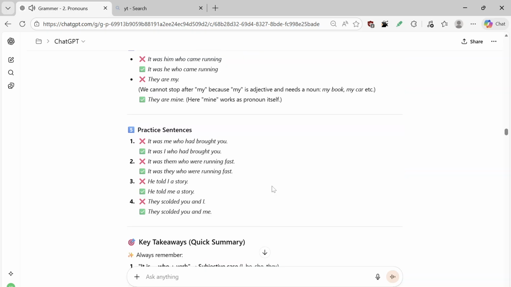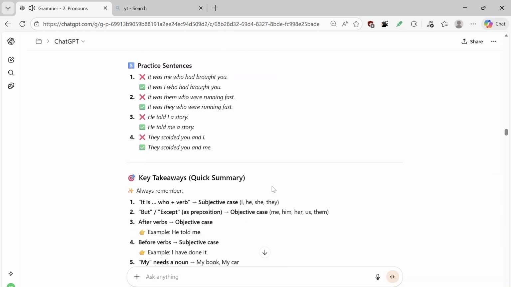Practice sentences. One: "It was me who had brought you." Correct: "It was I who had brought you." Two: "It was them who were running fast." Correct: "It was they who were running fast." Three: "He told I a story." Correct: "He told me a story." Four: "They scolded you and I." Correct: "They scolded you and me."